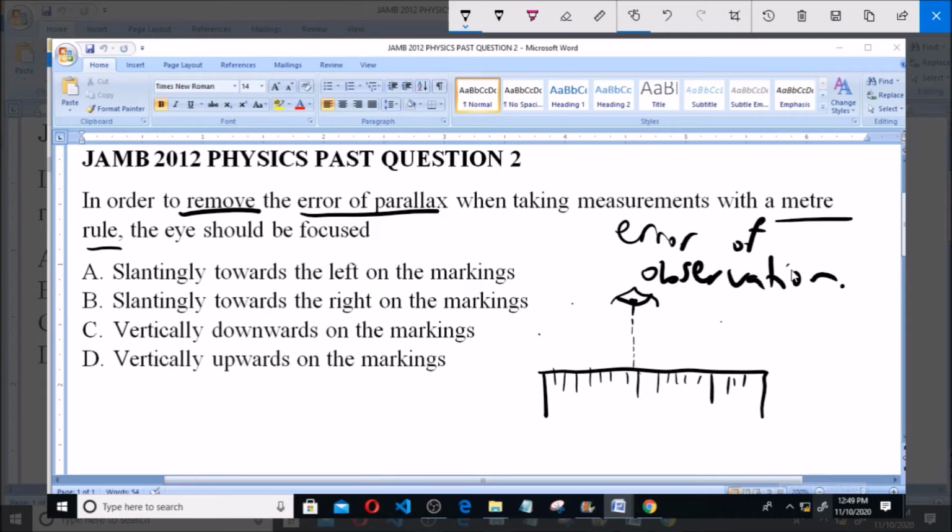So when you have the eye of the observer something like this, slantingly towards the markings, you are likely to have error of parallax. So in order to prevent that, the eye of the observer should be focused directly or vertically downwards on the markings, and that is option C. So C, vertically downwards on the markings, is how to eliminate error of parallax.